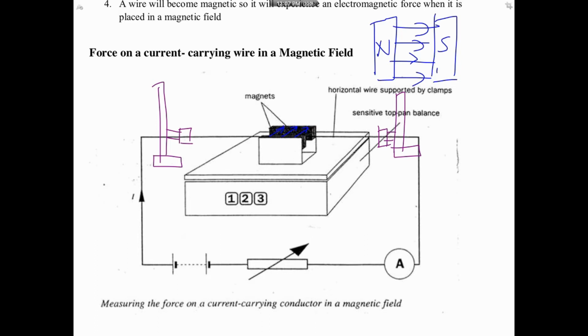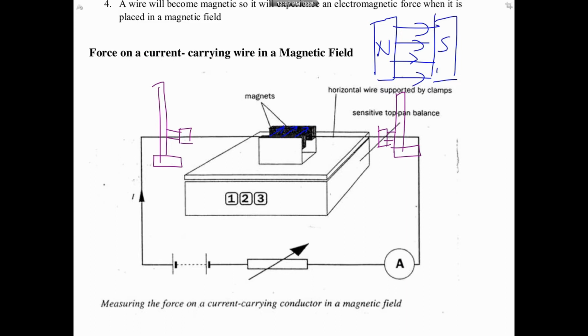So there are actually three cases we're going to learn in this chapter. One is the force acting on a parallel current carrying conductor in a magnetic field. The other two, we're going to learn about later. The second one will be the force between two parallel current carrying conductors. The third one will be force on a moving charge in a magnetic field.